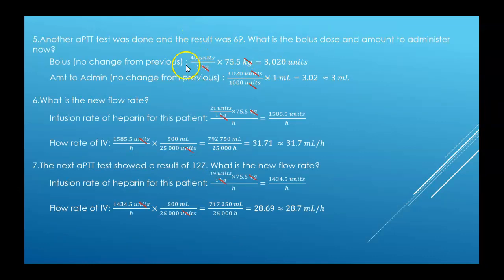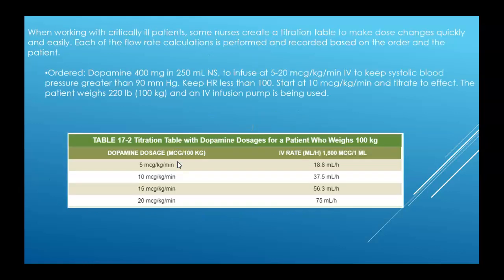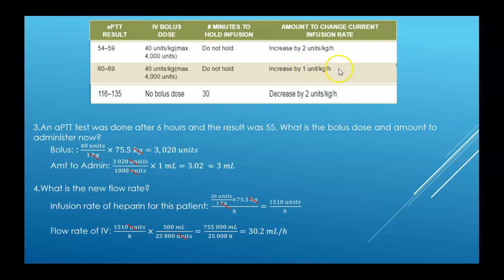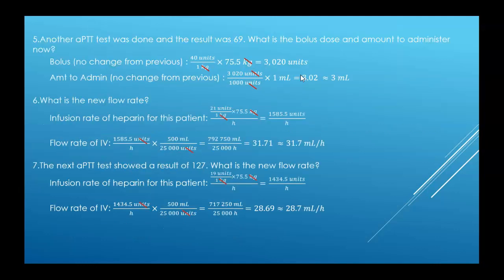So if you want to, I calculated it again anyway, but it didn't change. So it's still the 3 milliliters. But the infusion, so remember, originally we started at 18, so after the first test we had to go up to 20, and now on the second test we have to decrease by 1, or I'm sorry, increase by 1. So we went from 18 up to 20, now we go to 21. So now it's 21 units per kilogram per hour.